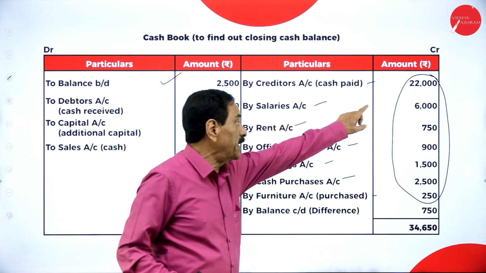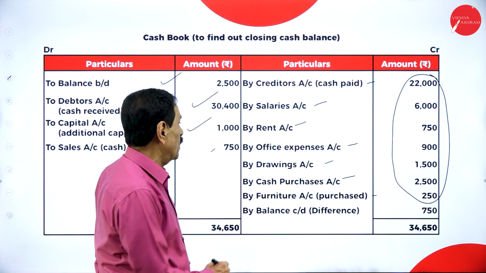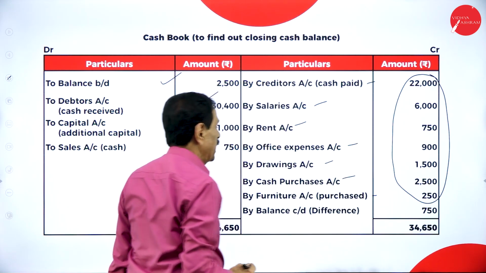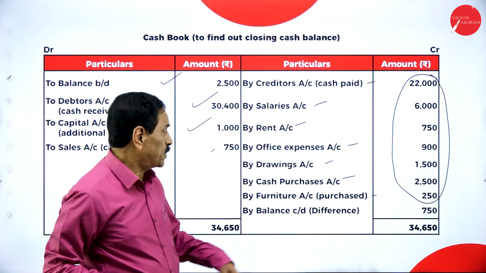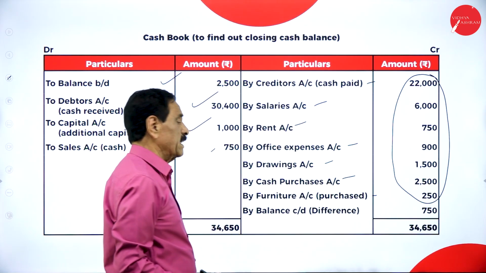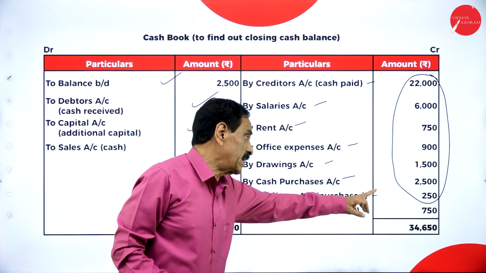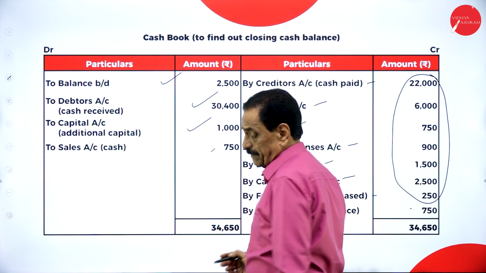Out of that, we pay the creditor 22,000. We pay the salary 6,000. We pay the rent 750. We pay the office expenses 900. Drawn by the owner is 1,500. We make the cash purchase 2,500. We purchase the furniture by cash 250. The difference is 750 at the end of the year.